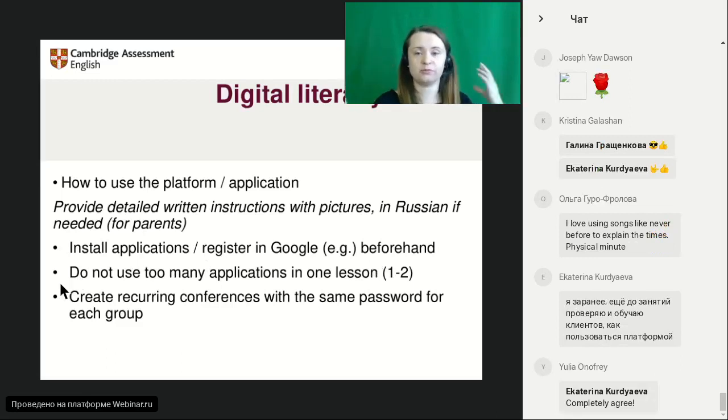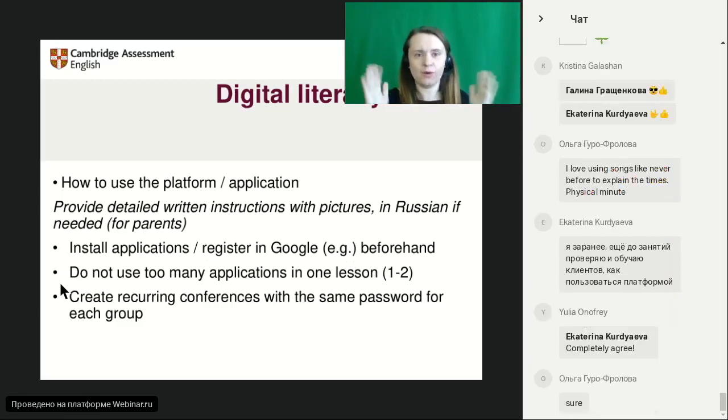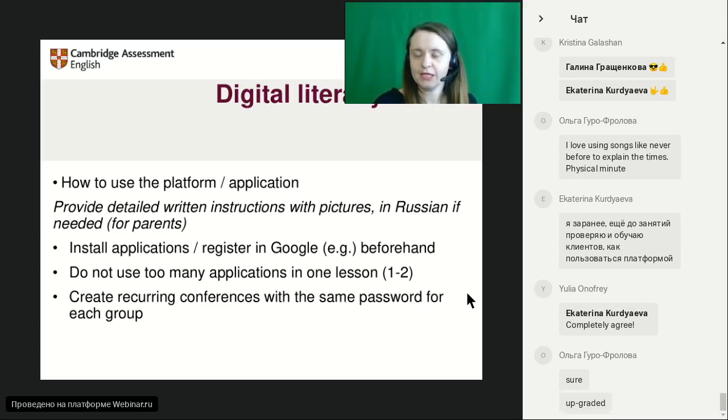If you use different websites like Wordwall or some word clouds, one or two is more than enough, because they will get lost. It will take too much time to switch from one to another, and you have more chances for some issues, for some problems.